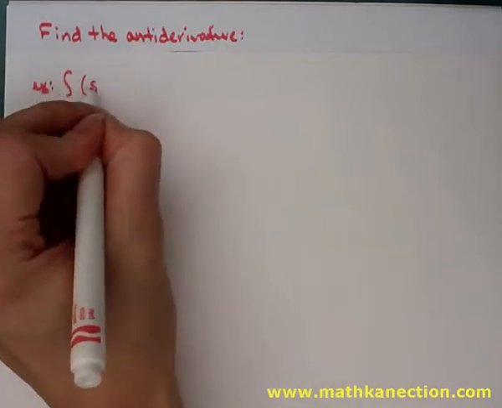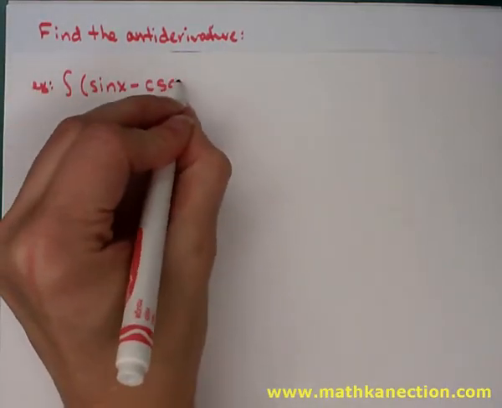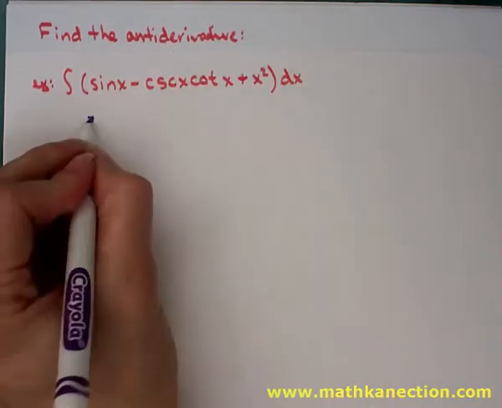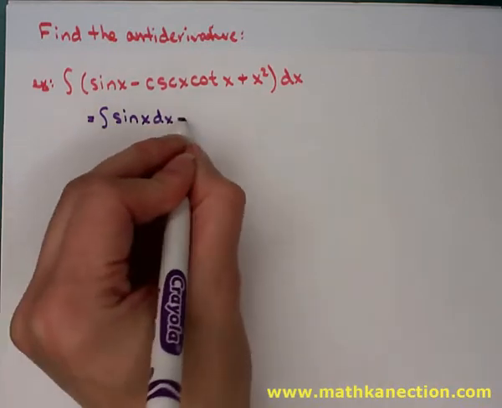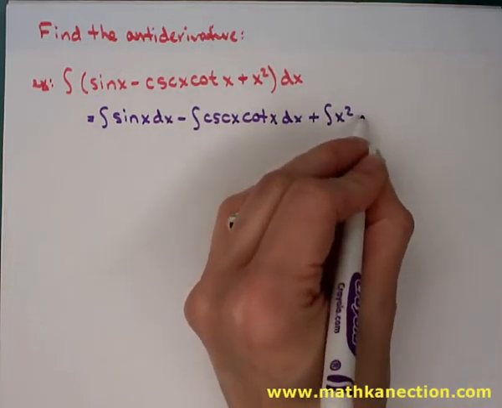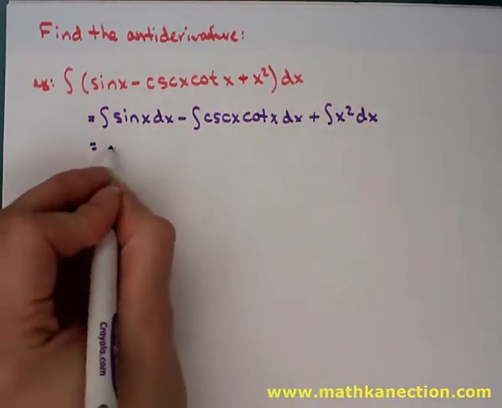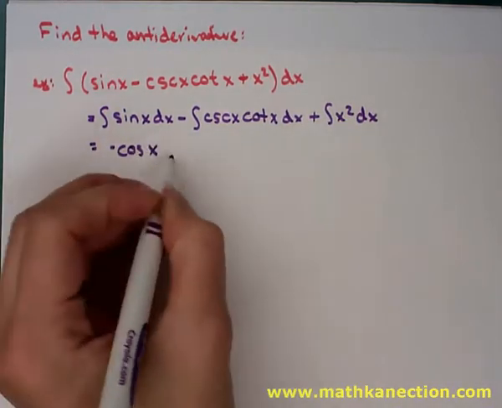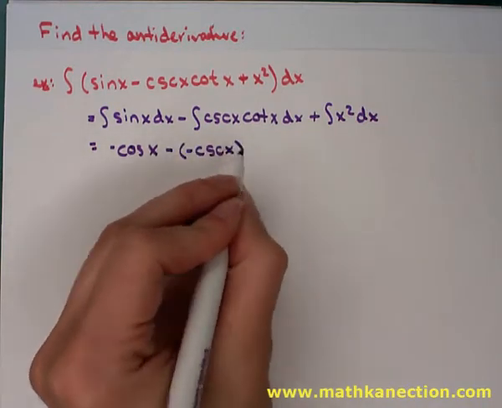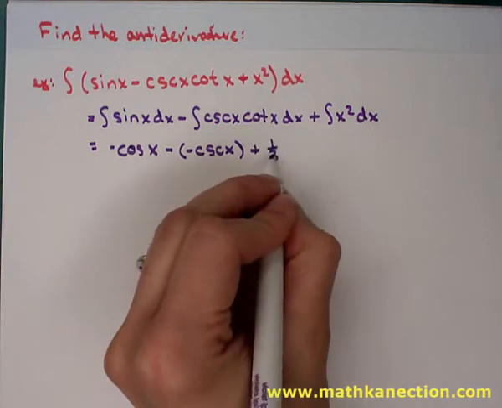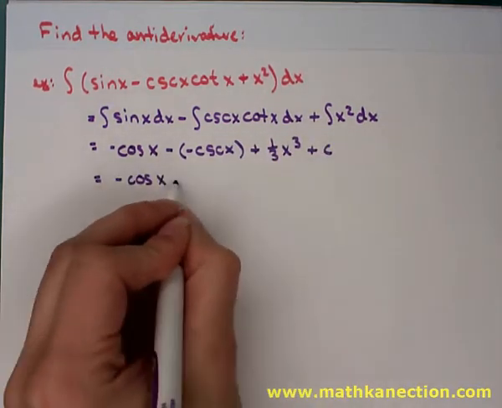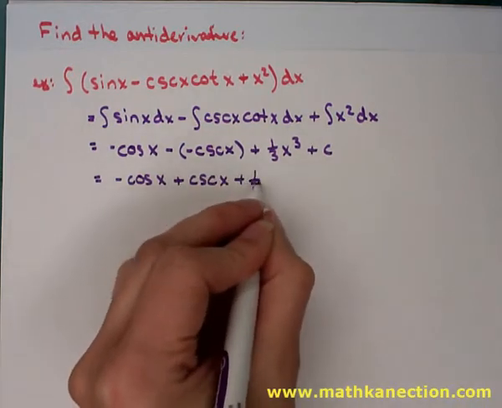The next integral is the integral of sine of x minus cosecant x cotangent x plus x squared. So give each term its own integral. We'll separate the integral of sine of x dx minus cosecant x cotangent x dx plus x squared dx. Antideriving sine x is negative cosine x. Antideriving cosecant cotangent is negative cosecant x. And antideriving x squared is 1/3 x cubed. Negative cosine x plus cosecant x plus 1/3 x cubed plus c.